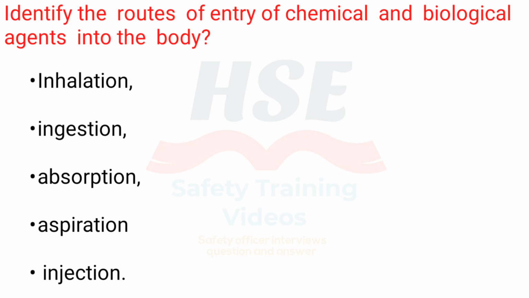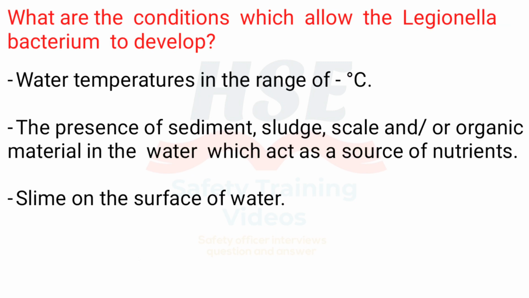Identify the routes of entry of chemical and biological agents into the body: inhalation, ingestion, absorption, aspiration, injection. What are the conditions which allow the Legionella bacterium to develop? Water temperatures in the range of 20-45°C. The presence of sediment, sludge, scale and slime or organic material in the water, which act as a source of nutrients. Slime on the surface of water.